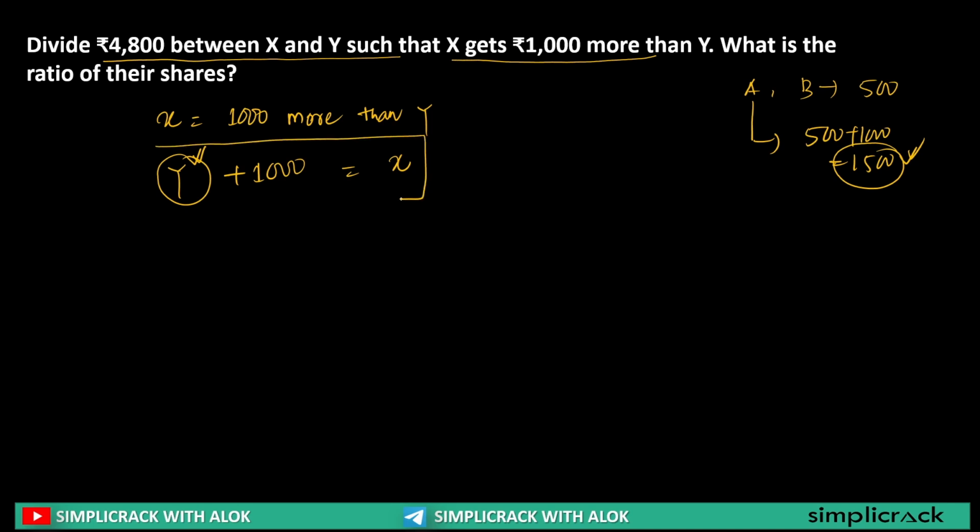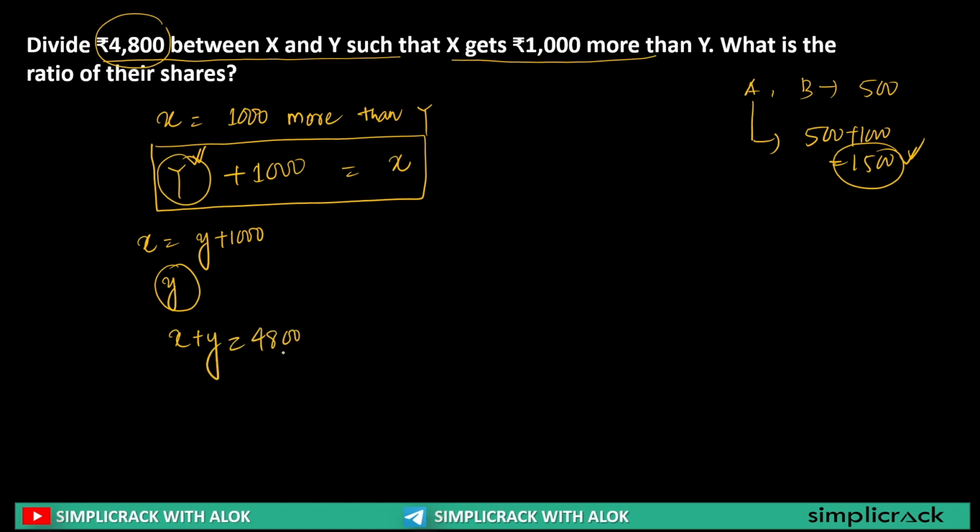Here X will get 1000 more than Y. Now what is written? It is written that 4800 will be divided between X and Y. So now X is equal to Y plus 1000. If the Y value is not known, what should I do? I'll simply write it this way: X plus Y will get 4800, and the value of X is Y plus 1000, and Y will remain the same.